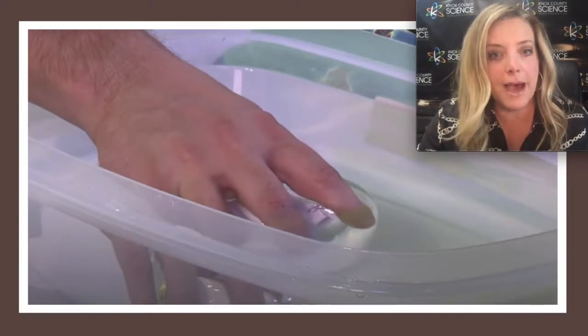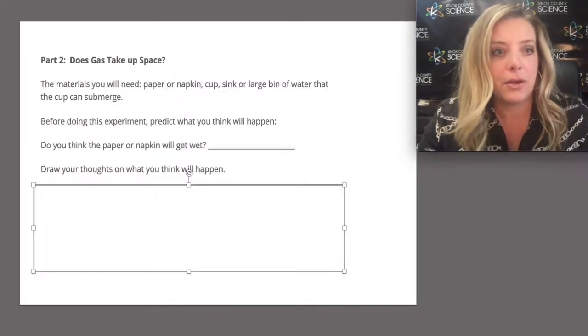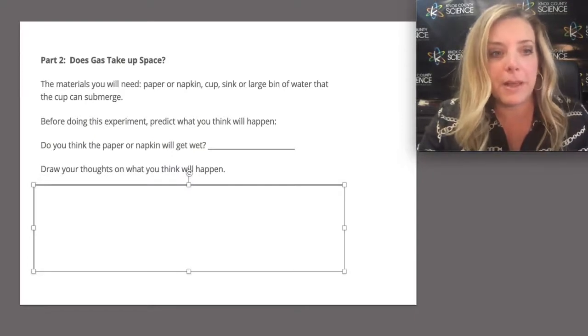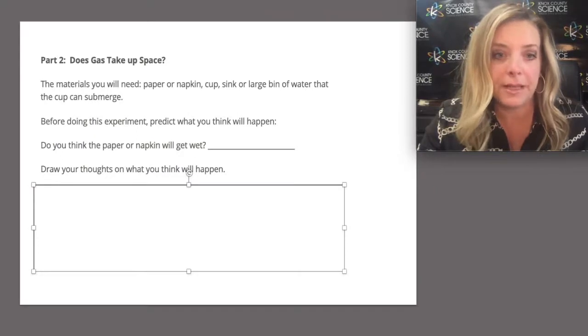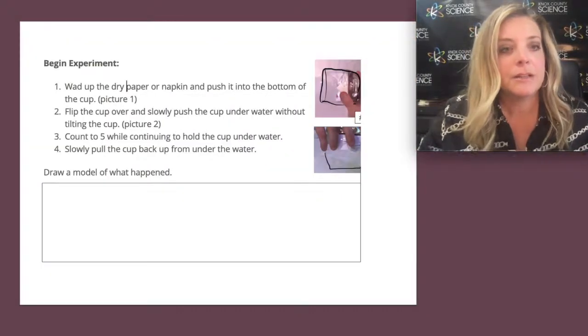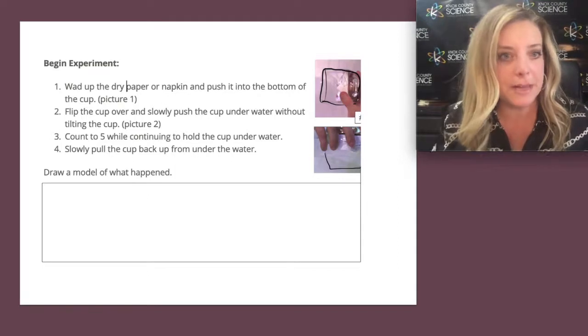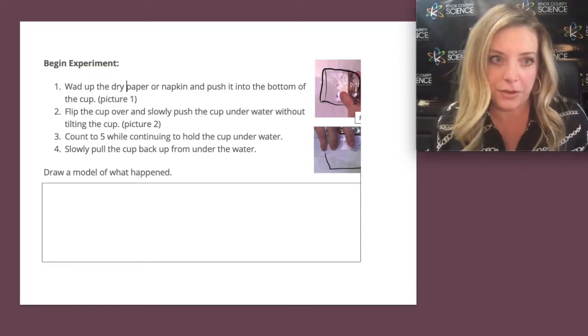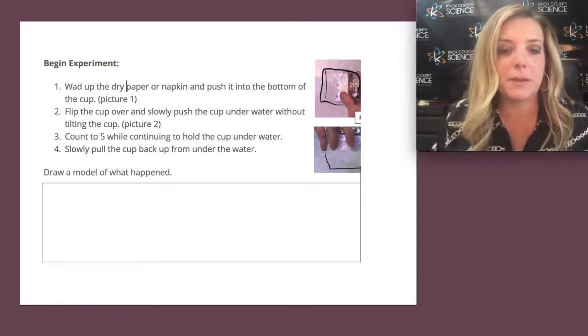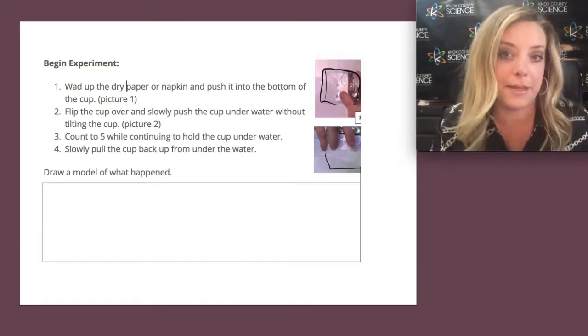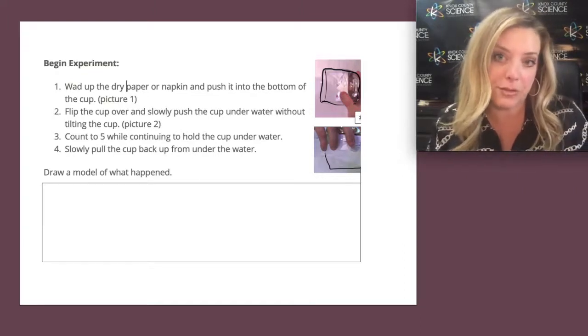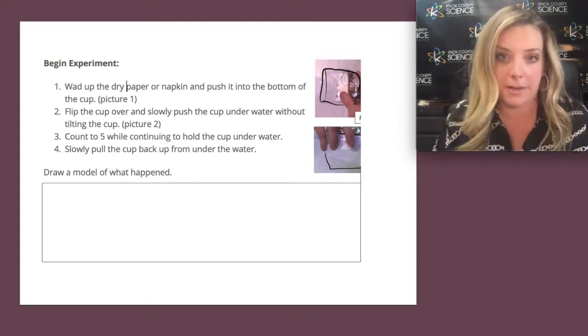So I want you to go back and think about, what are your thoughts here? Do you think the paper napkin will get wet? Yes or no? Pause the video and see what you think. So then it will tell you exactly the steps to do the experiment, but I've already shown you through the video. And then it gives you a place for you to draw a model about what happened. So the first box you drew in should have said what you think was going to happen. This box is what actually happened.